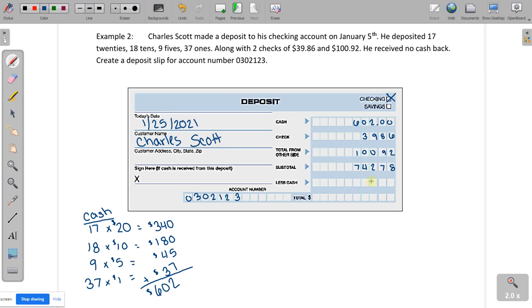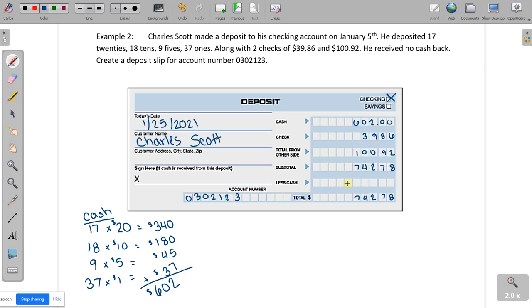He is not getting any cash back, so our total of the deposit is $742.78. And we do not need a signature since we're not getting any cash back.